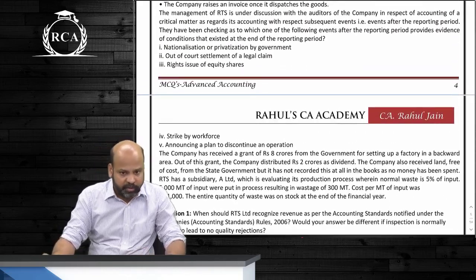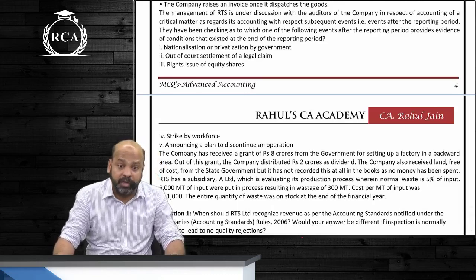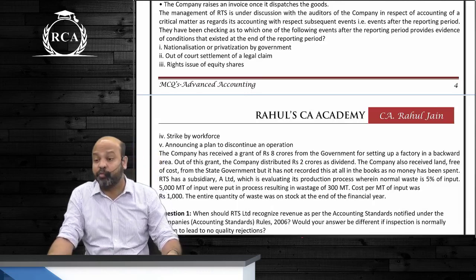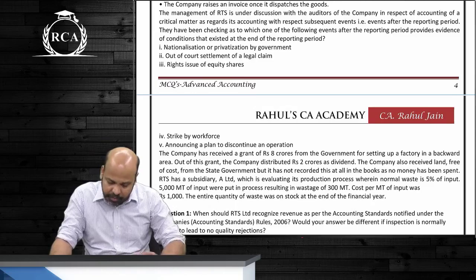Why are you confused? It is a specific order, and the goods have been segregated and earmarked for delivery. Whenever they use the words "earmarked for delivery", guys, you will be able to recognize revenue.